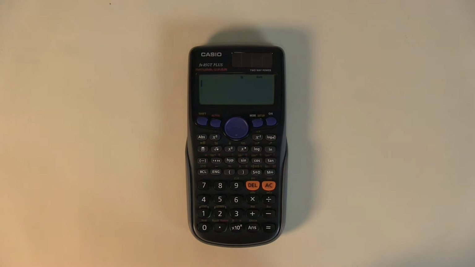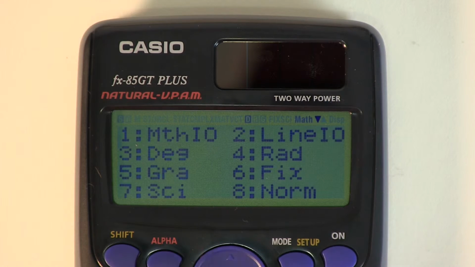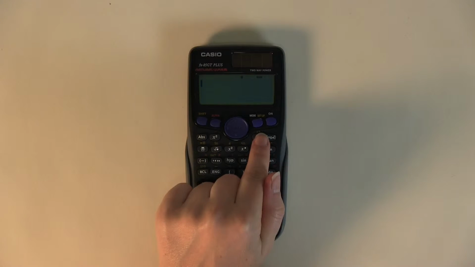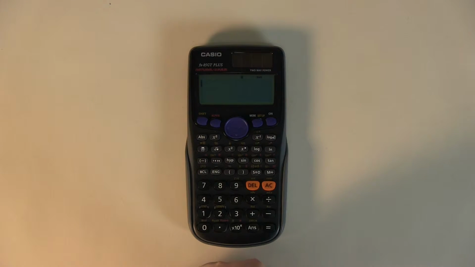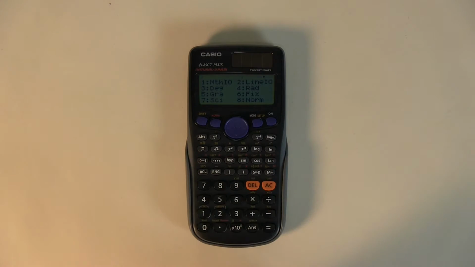Okay, so far so good. There are just 2 important modes that you need to know about. However, there are quite a lot of different setup options. So where do you find the setup options? Well, next to the mode in yellow is written setup, and remember that any function in yellow, if you want to call them, you need to press shift and then that particular button.